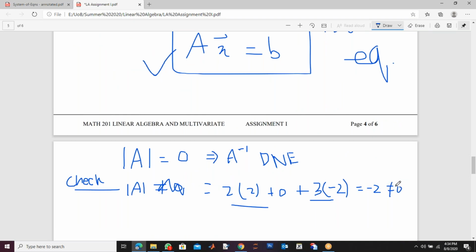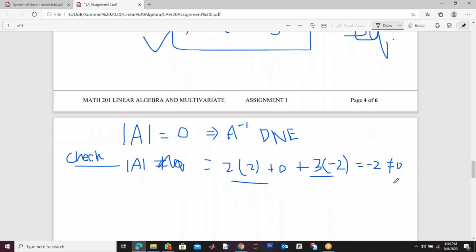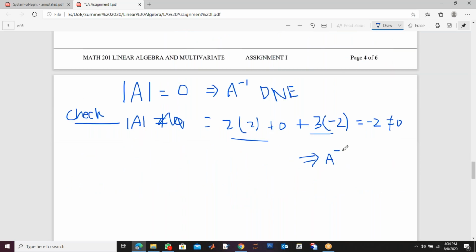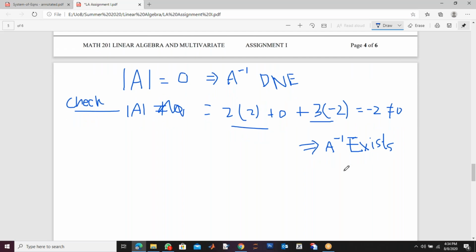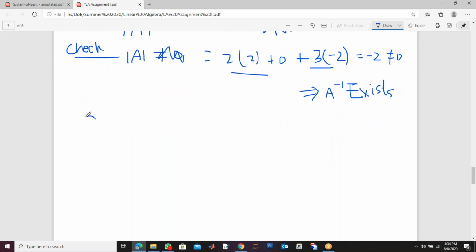All right. What does it mean? It means A inverse exists. Now it's your choice whether you want to find the adjoint of A or use the row operations. It's your choice how you find the inverse. So A inverse exists. If you want to find the adjoint of A, I will find the cofactor matrix first. I will find the cofactors of everything.